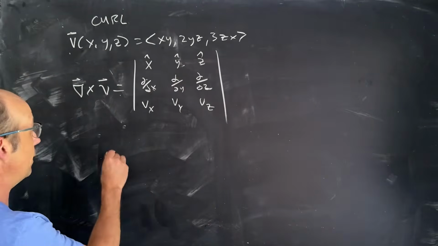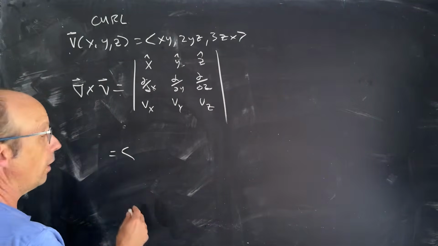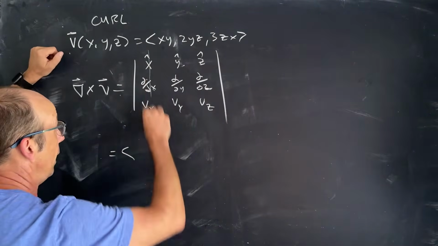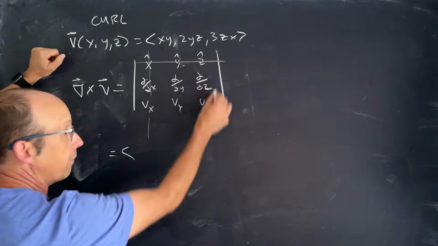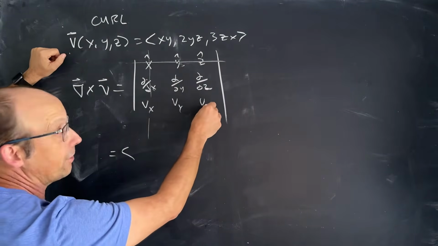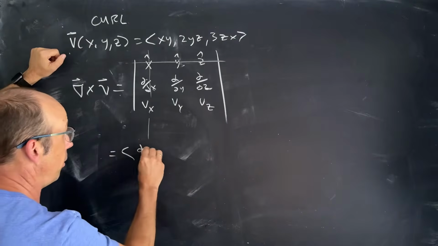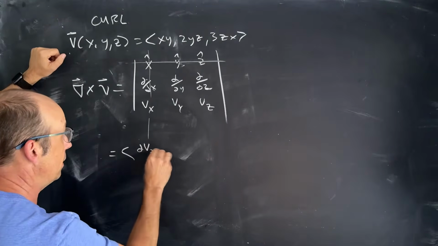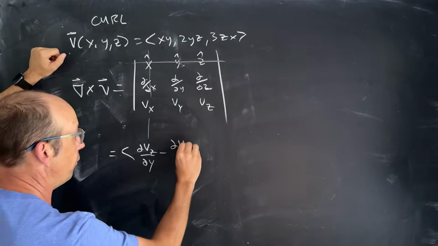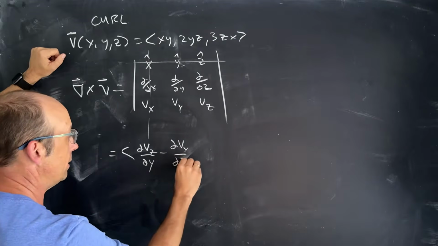So let's write this out. It's going to be a vector. So we're going to take the determinant, we're going to expand about that top row. So my x component is going to be the determinant of this 2 by 2 down here. So I'm going to take this times that, but it's an operator. So I actually get the partial of vz with respect to y minus the partial of vy with respect to z.